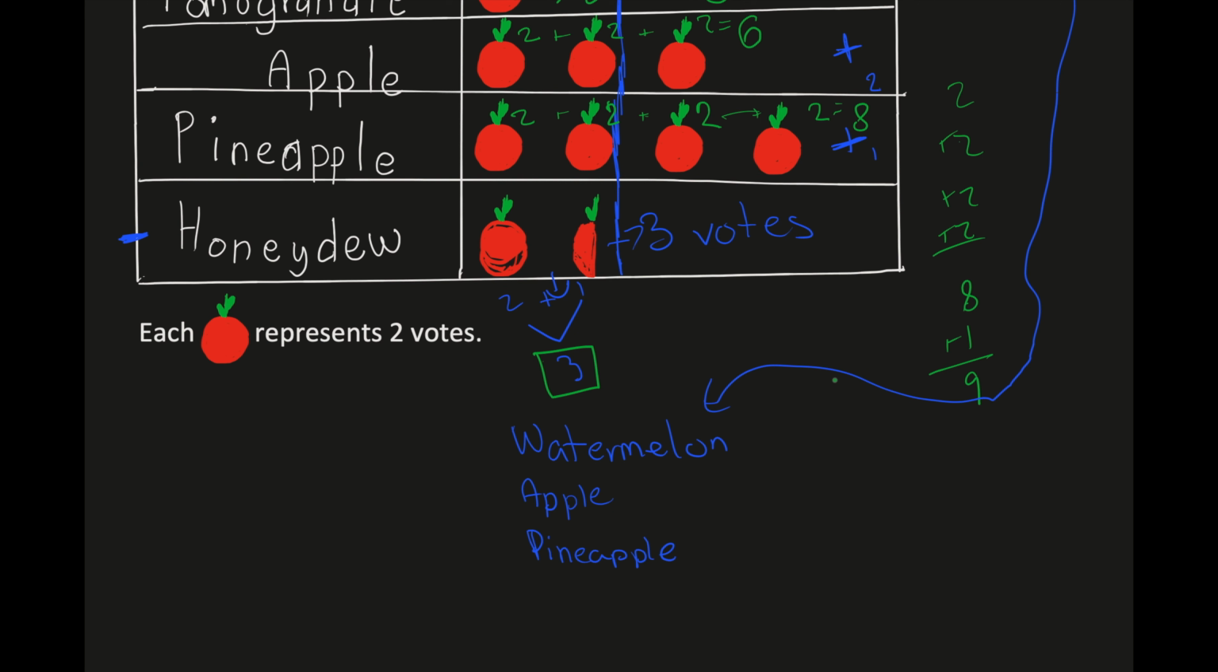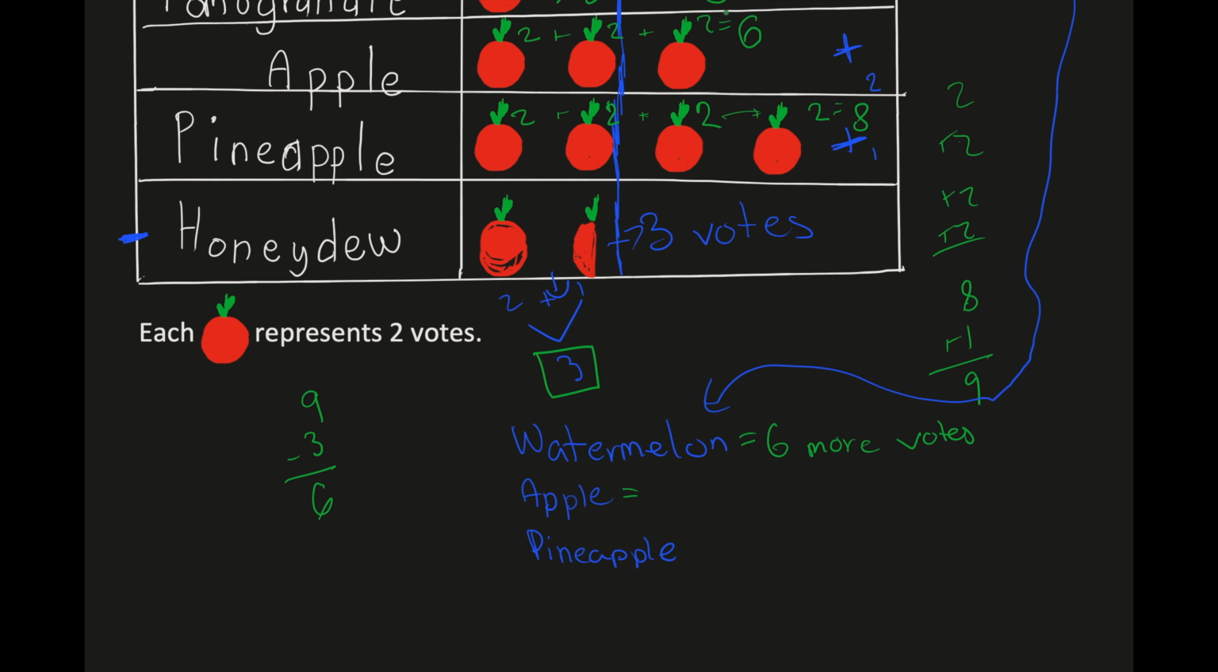But that's not the answer. By how much more, right? Not just what's the value, but by how much more than 3. So what we're going to do, we're going to subtract. Okay, and this should be what you did when I told you to solve the problem. I'm assuming that this is the process you went through. 9 minus 3 equals 6. And 9 was watermelon, so it looks like watermelon had 6 more votes.